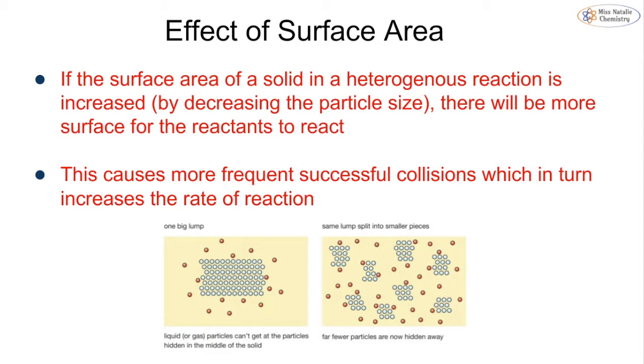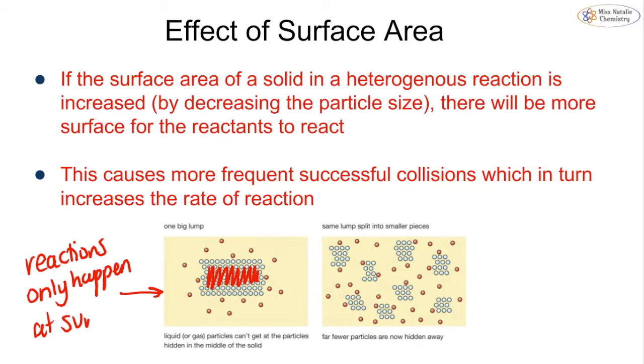If we look at the effects of surface area, the surface area of a solid is the place where a reaction is going to take place. A reaction cannot happen anywhere except the surface. You can see in the diagram that when we have one big lump, all of these particles in the center are not taking part in the reaction, because reactions only happen at the surface of a solid.